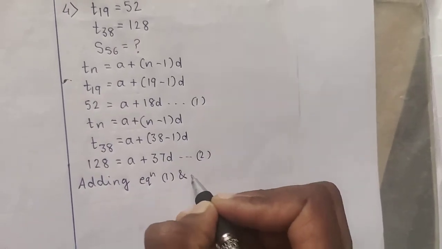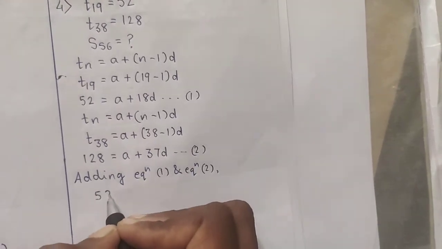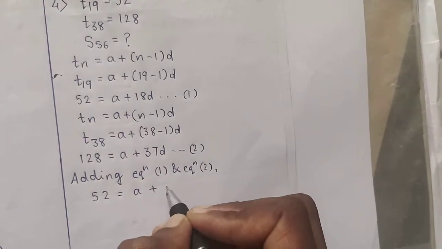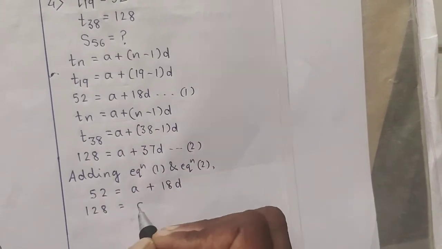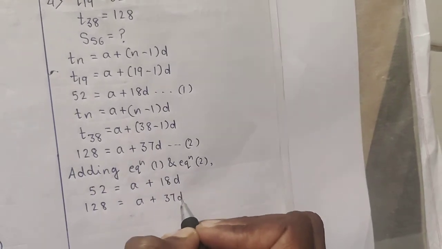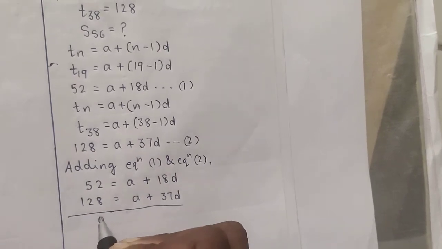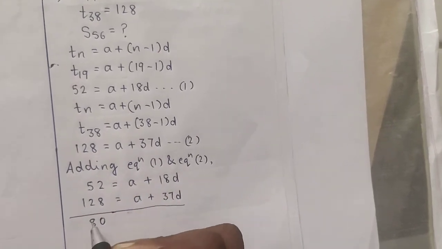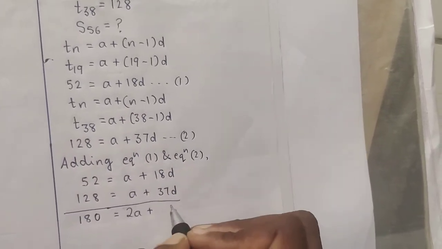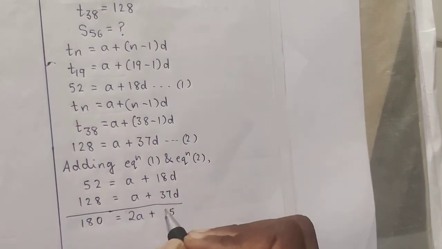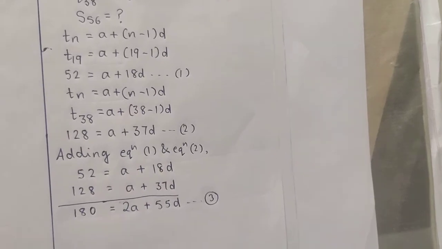Adding equation 1 and equation 2. Now what is your equation 1? 52 is equal to a plus 18d, and your equation number 2 is 128 equals a plus 37d. Now let us add. 8 plus 2 is 10, 1 carry, 5 plus 2 is 7, plus 1 is 8, so 180 we are getting here. This is 2a plus 8 plus 7 is 15, 1 carry, 3, 1 is 4 and 5, so here we got 2a plus 55d is equal to 180.